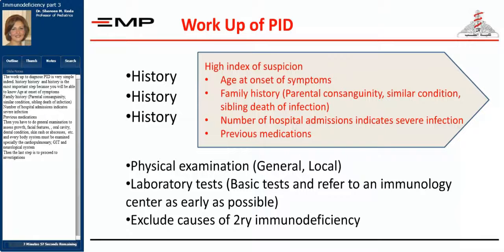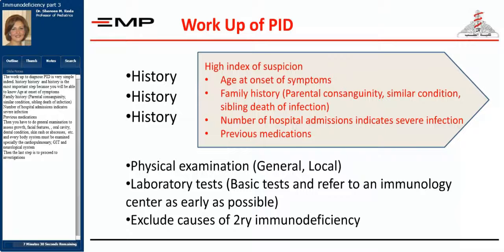You ask about family history, whether there is parental consanguinity, similar condition within the family, sibling death of infection. And then you ask about the number of hospital admissions, which indicates the severity of infection, and previous medications, if there is antibiotics, if there are any other drugs that cause neutropenia, for example, or any medications that are specific for immune deficiency as well.